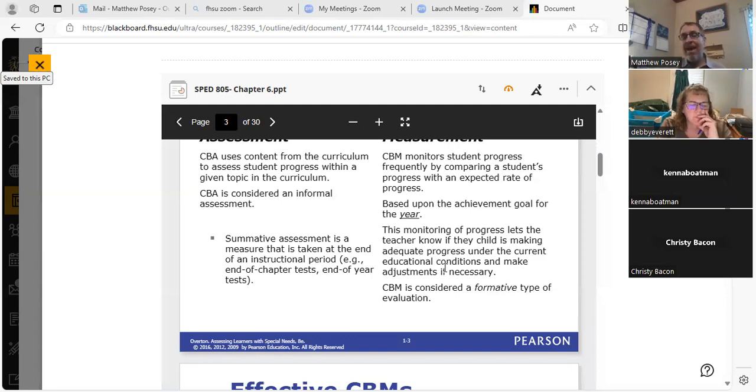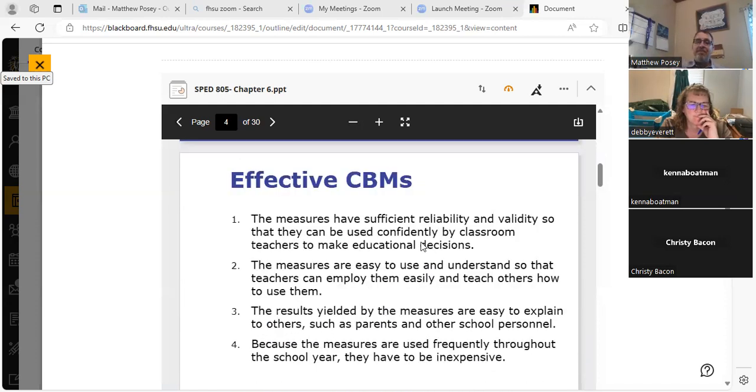Gives you a very quick, accurate, up-to-date visual of students progressing. Okay, so we look at effective CBMs.